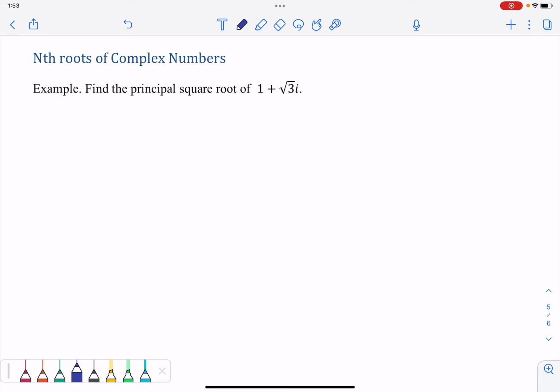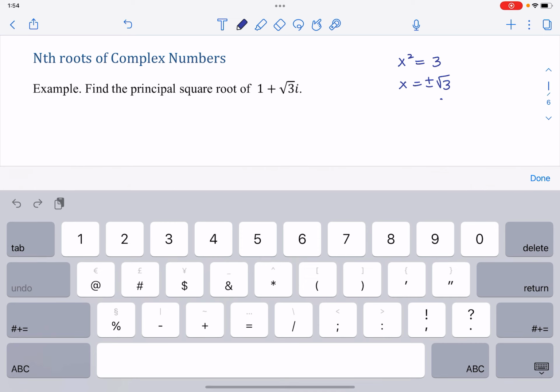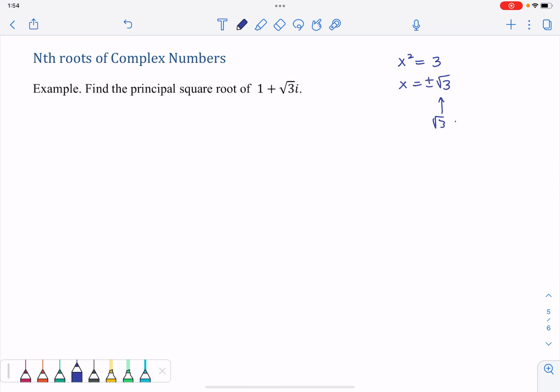And when I'm talking about the principal square root, this is just giving us information about which root we're talking about. As a reminder, if I have something like x squared equals 3, for real numbers, and I want to solve that, I get x equals plus or minus root 3, so I get two values, and from here, root 3 is the principal square root. It's a little bit different with complex numbers, but we'll have a way to do that.